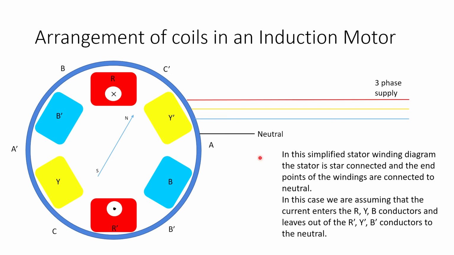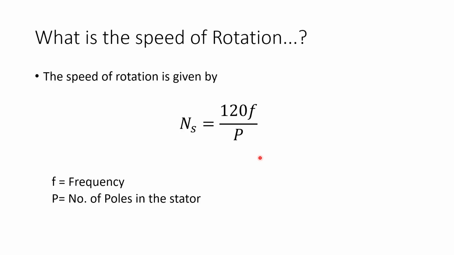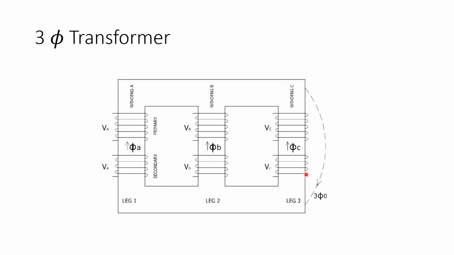Getting to know the mechanism of the rotating magnetic field, we are now interested in the speed of the magnetic field. The speed of the magnetic field is governed by a very simple formula which is given by Ns equals 120 f by P, where f is the frequency of the supply and P is the number of poles in the stator. Now, coming back to the original question, which was why is the transformer not able to produce a three-phase rotating magnetic field?